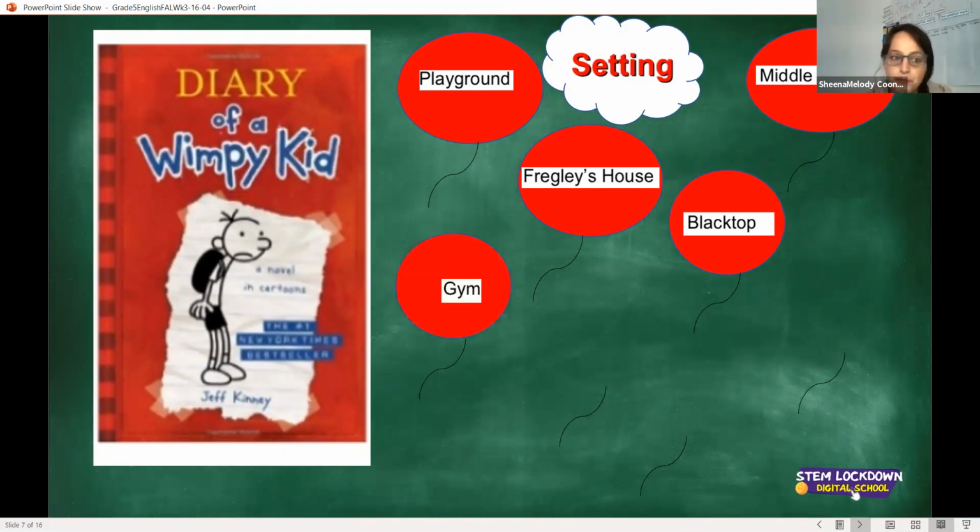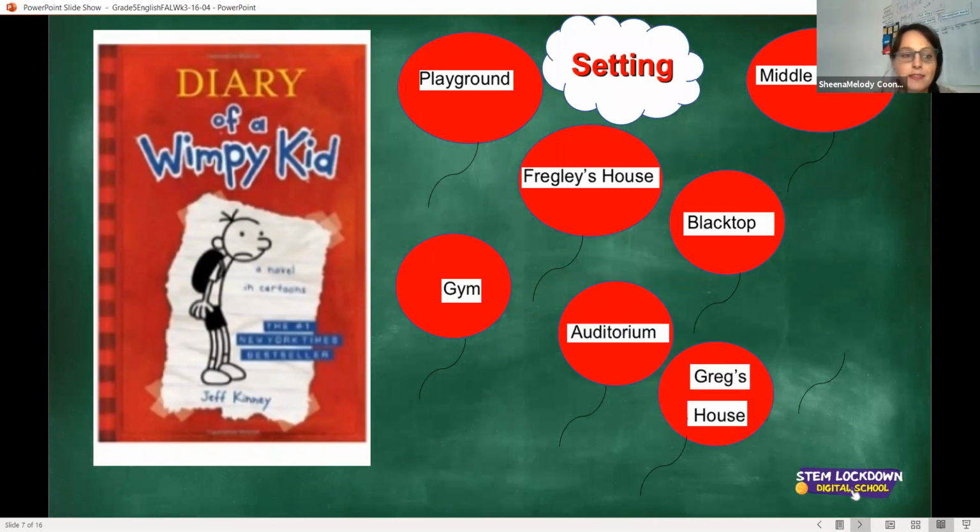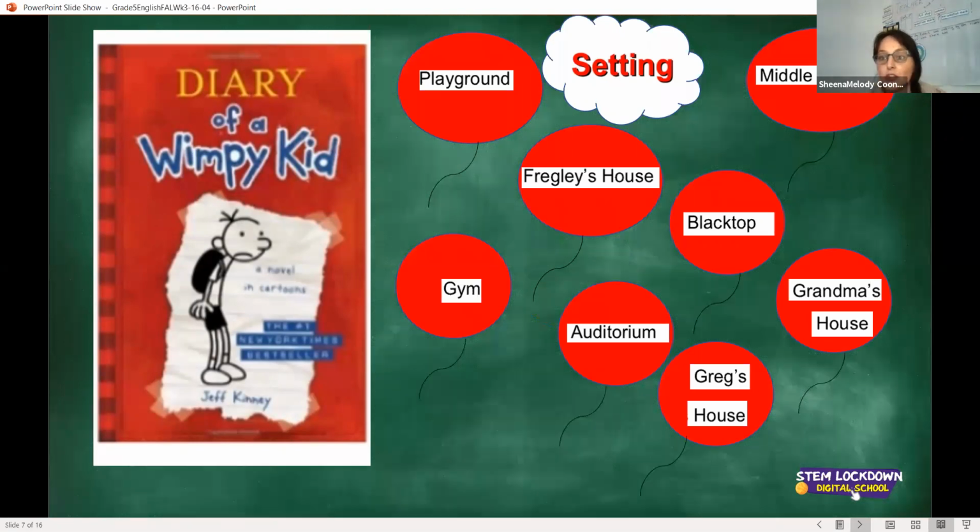Okay, so the gym. And we have the auditorium, which is like the hall, where we go to the hall to have assembly. And then we have Greg's house. Well done. I saw a few of you said that. And in this particular book, it's Grandma's house. Okay, have you all got that setting? Because we need to use this information later.